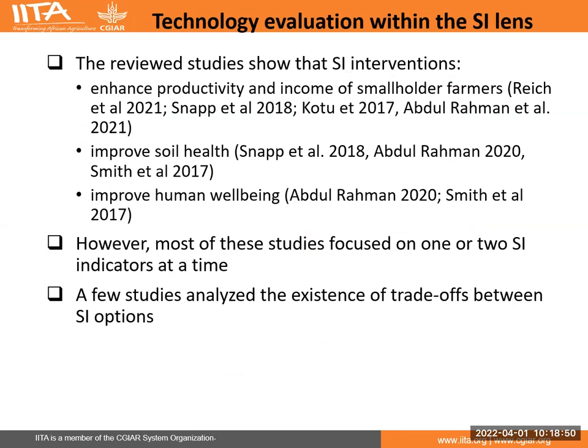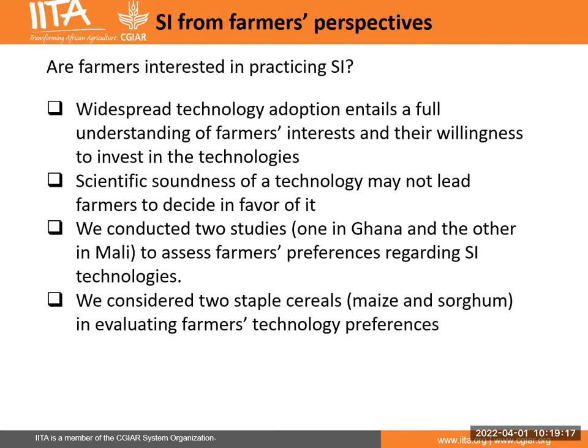To summarize, the reviewed studies showed that SI interventions enhance productivity and income of smallholder farmers, improve soil health, and improve human well-being. However, most of these studies focused on 1 or 2 SI indicators at a time. A few studies analyzed the existence of trade-offs between SI options. Now the question is, what do the farmers say about sustainable intensification?